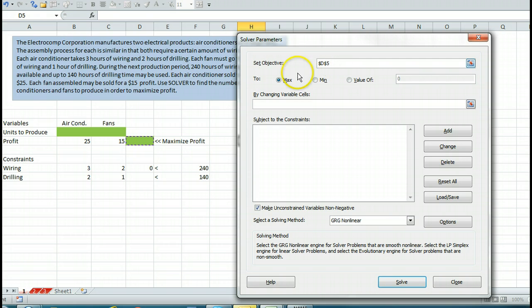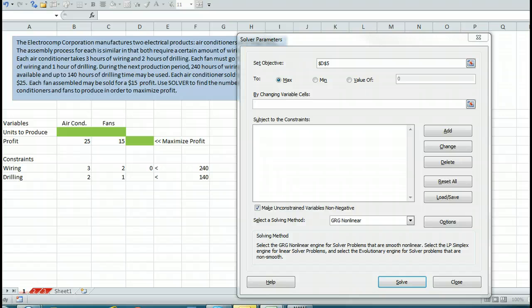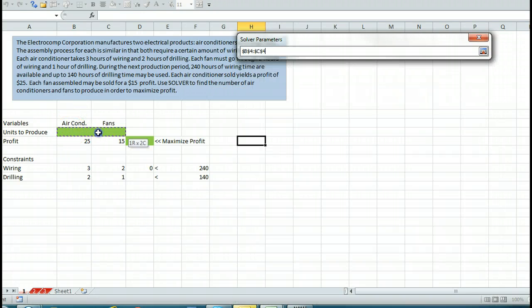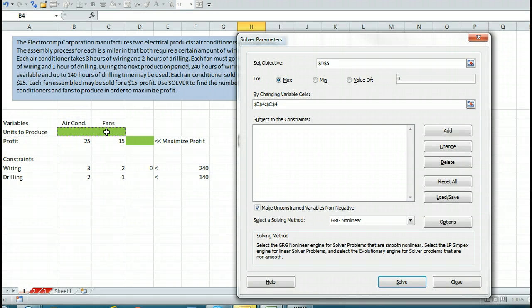What are we trying to do to profit? We're trying to maximize it. And so we've got Max marked there. Okay, how do you want to maximize profit? We want to maximize profit by changing the number of units. We want to determine how many units to produce to maximize our profit. So we've got that filled in. Then it says subject to the constraints. What are the constraints that we're working under?